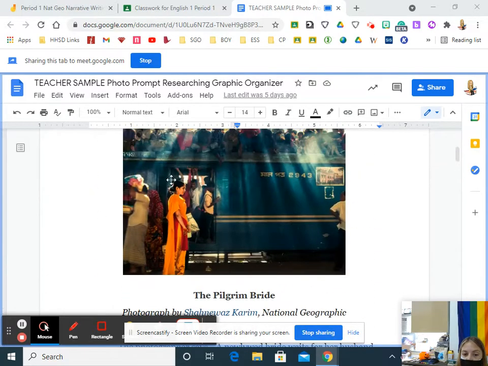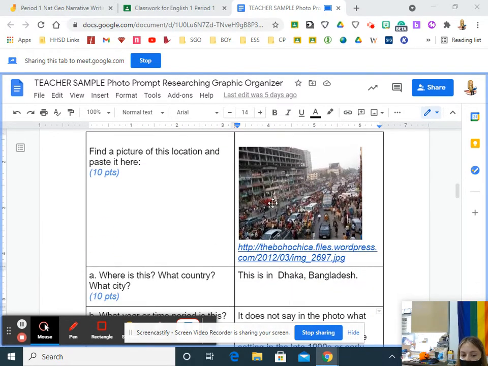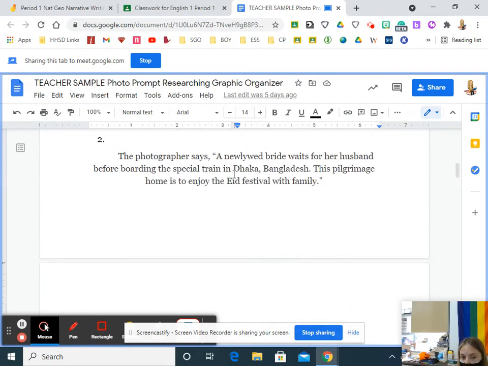So for example, this is my picture. It's her on the train station in Dhaka, Bangladesh. But I also Googled Dhaka, Bangladesh, and I found this picture, and I thought, well, this is maybe what it looks like outside of the train station. The way that I'm proving that it's definitely research that I looked up is I'm putting the web address underneath. Now, I don't have it for every question because this question, where is it? Well, I knew that from the caption. The caption told me that, so I didn't need to go to the internet to answer that question.